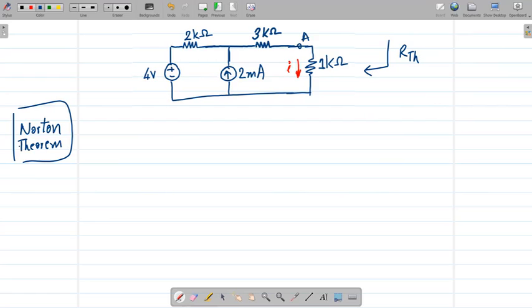So this is terminal A and B. And the way I would find the resistance is I have to short circuit the voltage source. So this has become a short circuit. This has become a short circuit. This has become an open circuit. And therefore, if I look at the resistance, it's 3 plus 2. So that's 5 kilo ohms. So RTH is 5 kilo ohm. Now I want to find out the value of the current source that will be put in parallel with this Thevenin resistance.